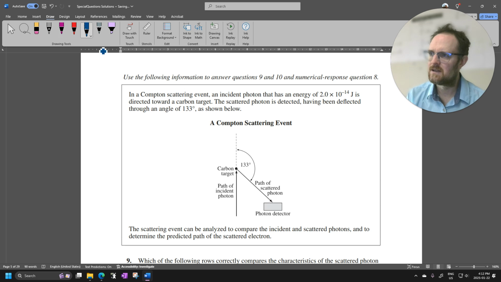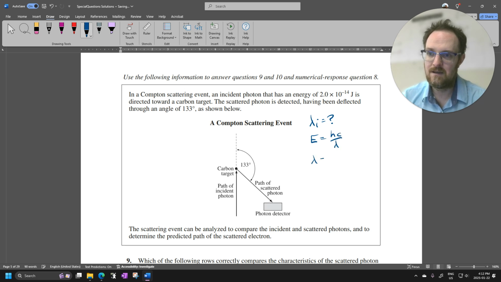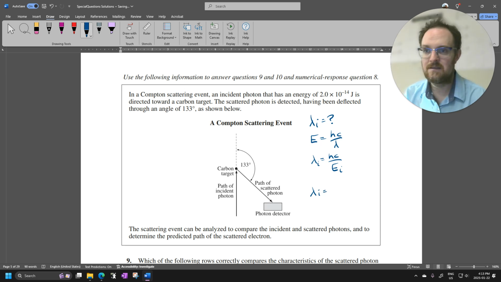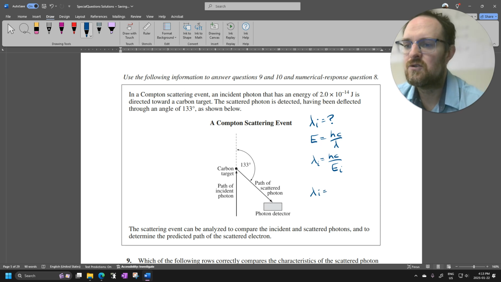I'm going to write that up here, because to find the wavelength of the scattered photon, I have to know the initial wavelength. I have the energy, so E is equal to hc over lambda, and lambda is equal to hc over E. If I can find my initial energy, I can find my initial wavelength. I'm just going to quickly calculate this. They gave me joules, so I'm going to use the joule number.